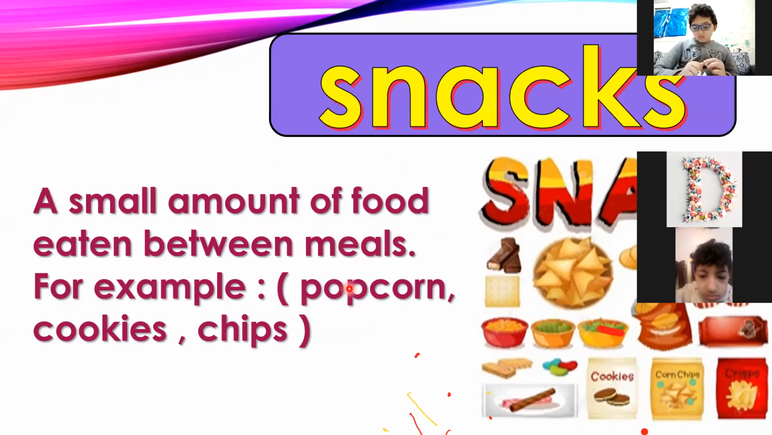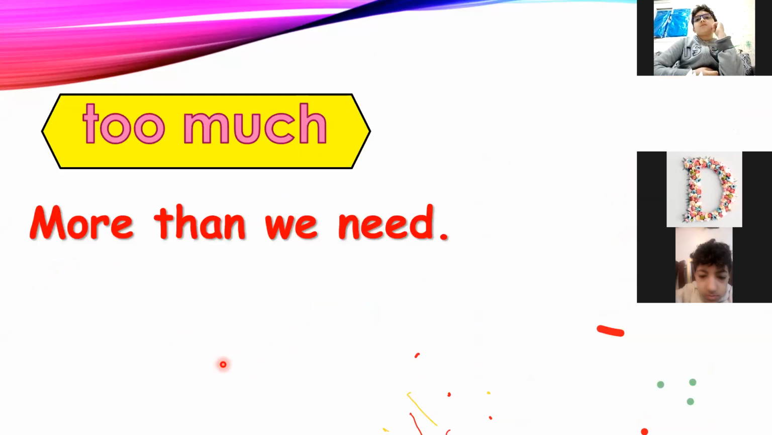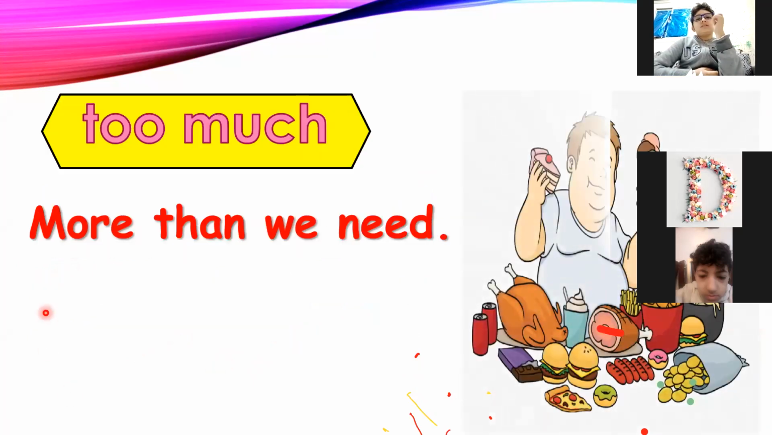For example, what are the kinds of snacks? We have popcorn, cookies, chips, chocolate, biscuits, and so on. So we have many kinds of sweets or snacks. Snacks are a small amount of food eaten between meals, like chips, popcorn, and cookies. We all know snacks.